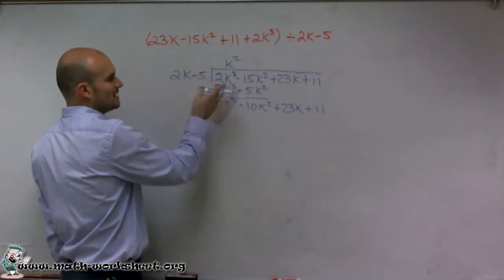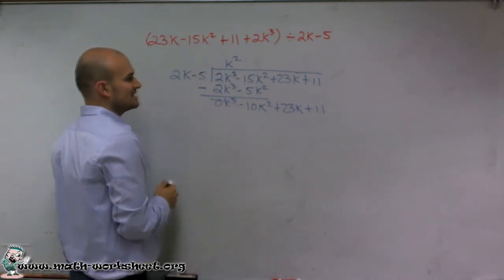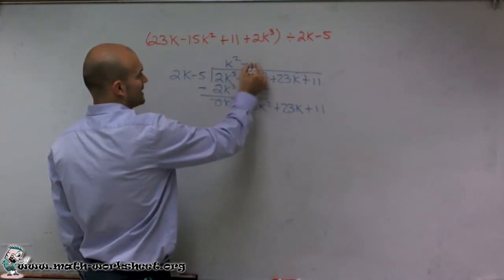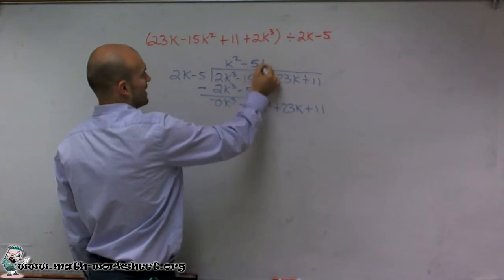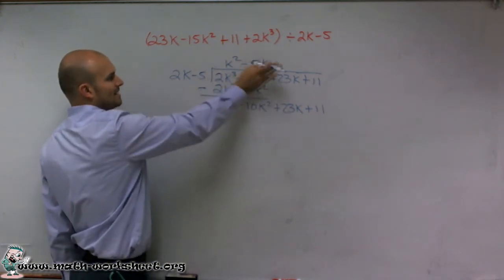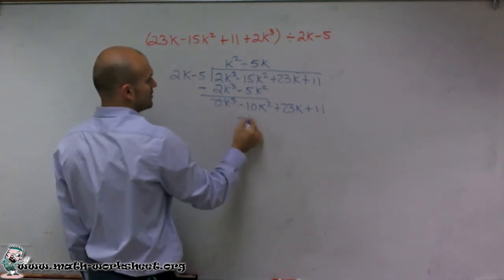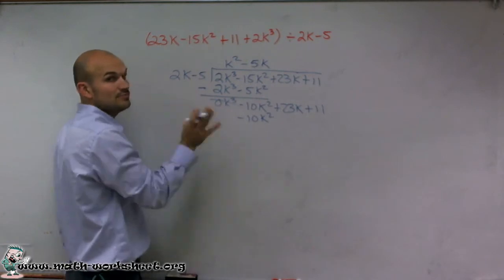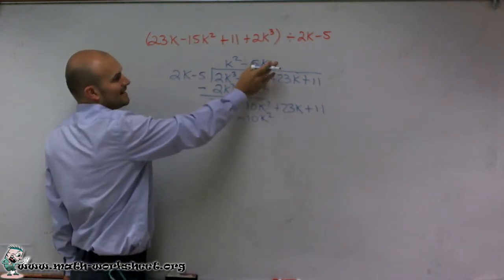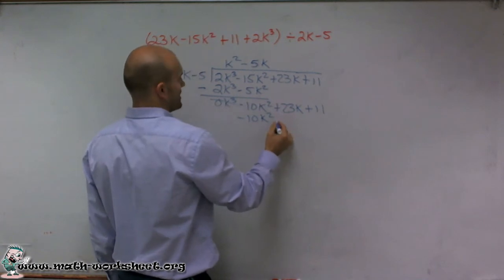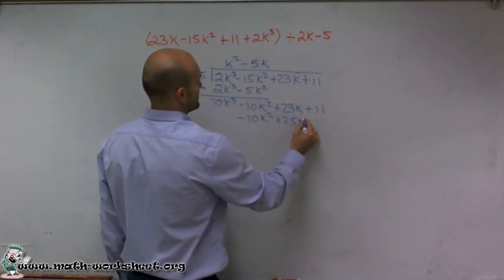Now we work on the next value. So 2k divides into negative 10k squared. Well, 2k divides into negative 10k squared a negative 5k. And then once we get this value, we multiply again: negative 5k times 2k gives you negative 10k squared. And then make sure you multiply by both terms of your binomial. Negative 5k times a negative 5 is going to give me a positive 25k.